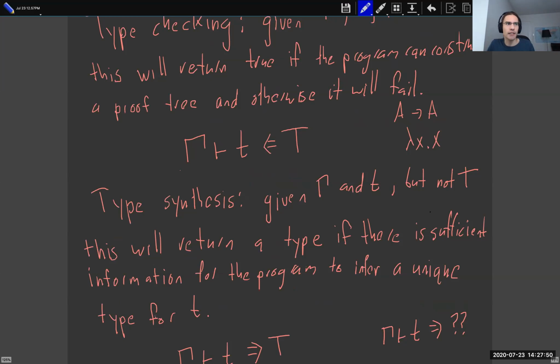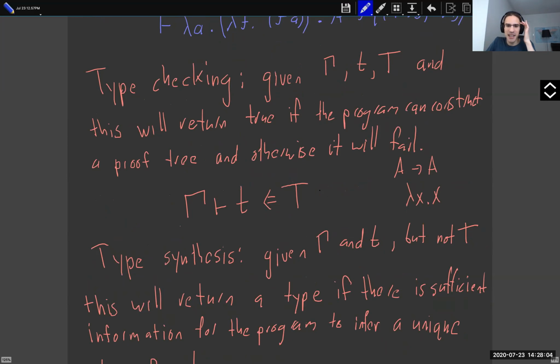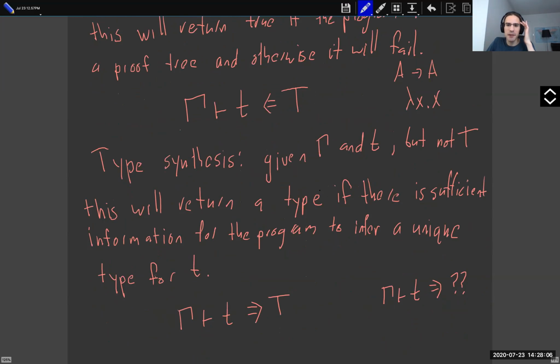So that motivates that they should exist. I haven't told you how the programs do what they do. I've told you what they should do. Specifically, if the program can check a type, then it returns true, otherwise it fails. And in type synthesis, if the program can infer a unique type, then it returns that type, otherwise it fails. Any questions about that?